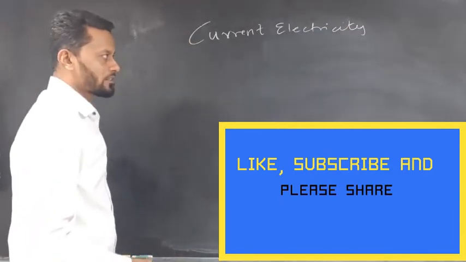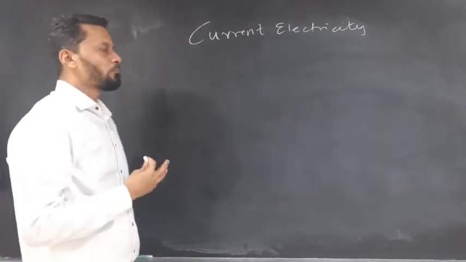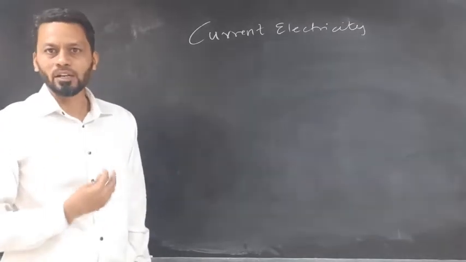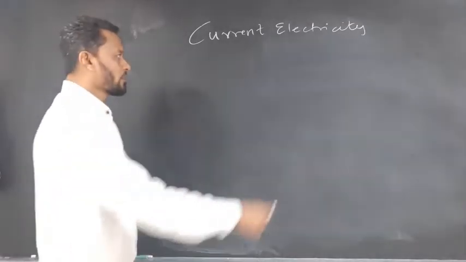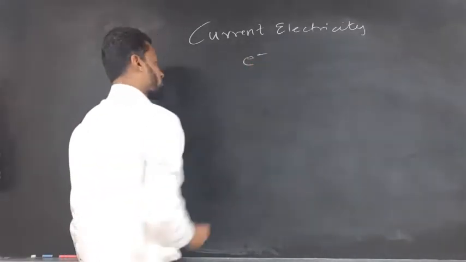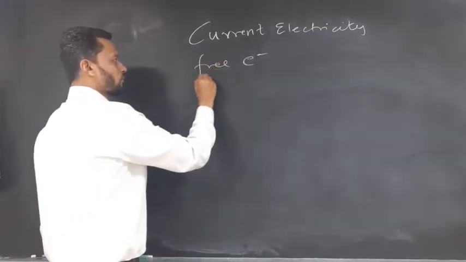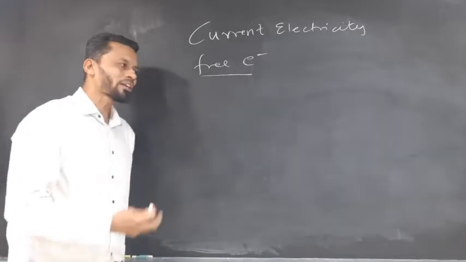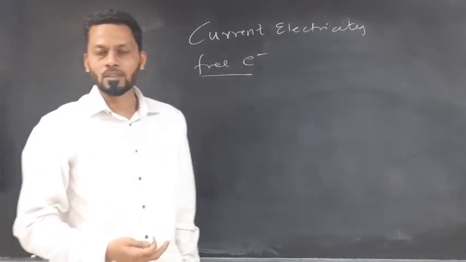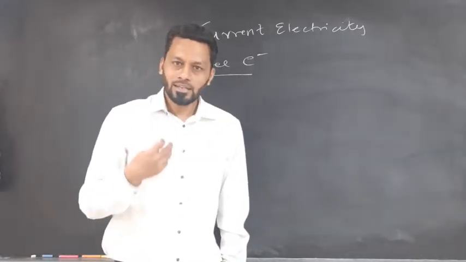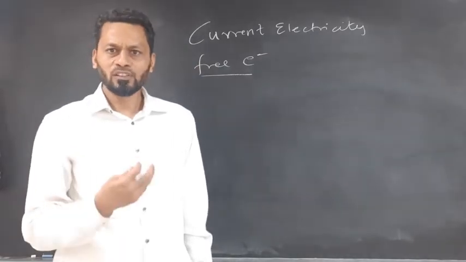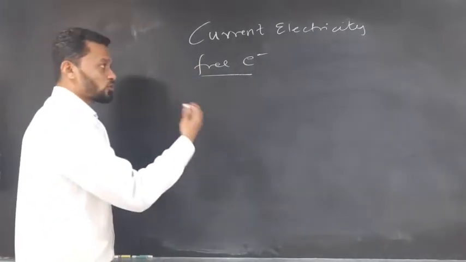First let's understand what is the important component you require here in current electricity, and we'll be discussing electrons. Not only electrons, but we'll be discussing more about the free electrons. How do we get free electrons? In an atom, the free electrons are the electrons which are in the outermost orbits.